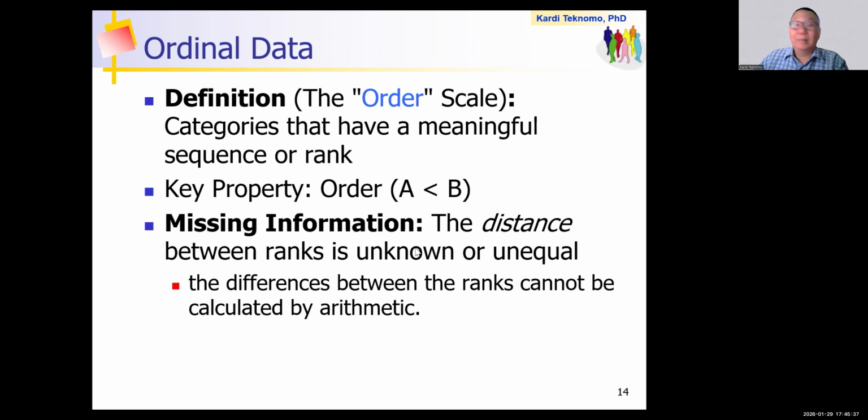The second measurement scale is ordinal data. In this case, you have the order scale. By definition, it is categories that have a meaningful sequence or rank. So the key property here is order. So A is less than B. Ordinal data do not have information about the distance between the ranks. We don't know the difference between the ranks. Therefore, we cannot compute arithmetic. You cannot add, you cannot take differences, you cannot subtract. You cannot multiply, you cannot divide.